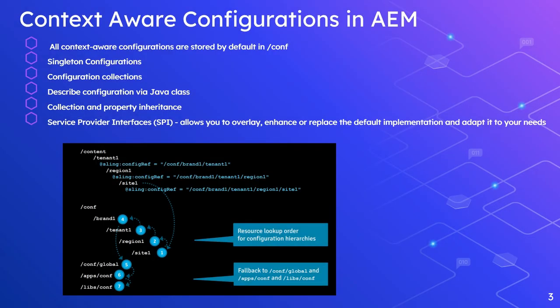Now, by default all these context-aware configurations are stored under the /conf folder, but this behavior can be changed if required. Some of the core features of context-aware configurations are singleton configurations. It supports collections. You can define or manage the configuration through a Java class. Also there is support for collection and property inheritance. We can see more in detail.